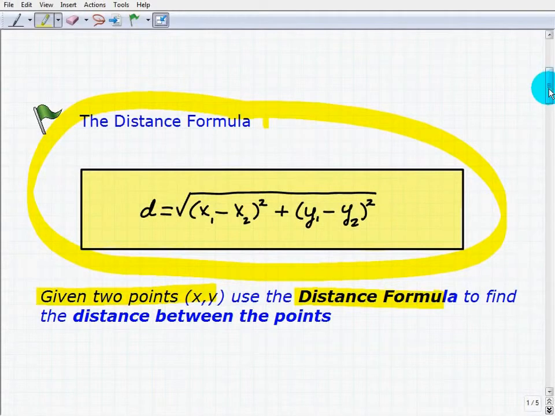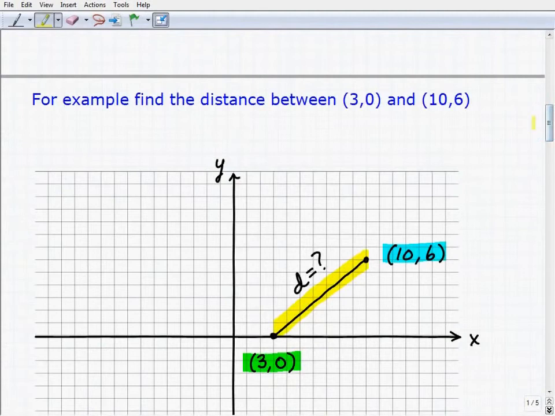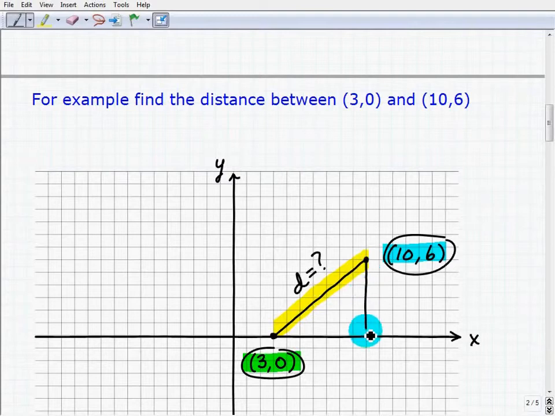So let's take a look at a graph here. For example, if I gave you the points (3, 0) and (10, 6), and I said find the distance between the two, you could use the distance formula. But let me ask you another question. If you didn't know the distance formula, how else could you find the distance between those 2 points? Let me give you a hint.